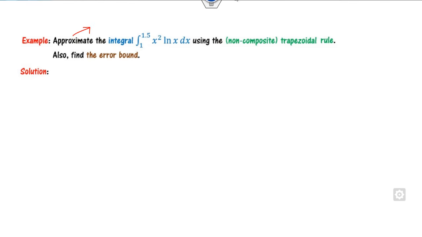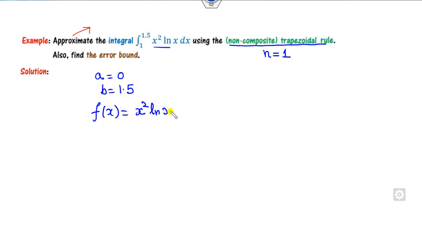Now approximate this integration by the non-composite trapezoidal rule. What is the meaning of the non-composite trapezoidal rule? You have to take n as 1. A is equal to 0, given. B is given here. What is my f of x? x square ln of x. Now n is 1, given to you. So what is my h? b minus a over n. It will be 1.5 minus 0 over 1.